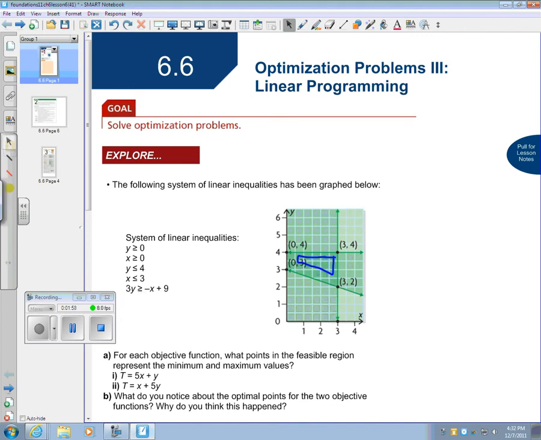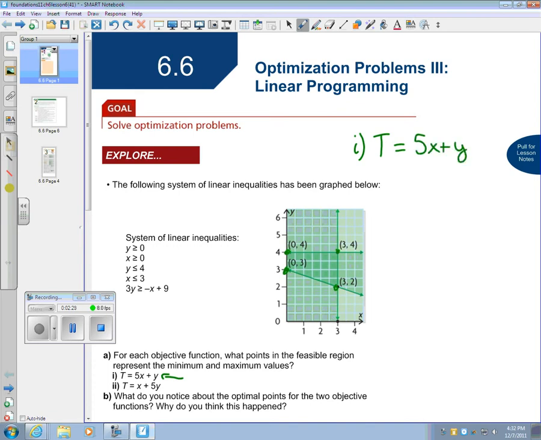What the question has asked us to do is it says for each objective function, so here's one objective function they've given us, what points represent the minimum and maximum values? So we learned in 6.5 that it's the vertices that are the only ones we have to test. So these vertices here. So let's try this equation. First of all, they said this is the objective function: T equals 5x plus y.